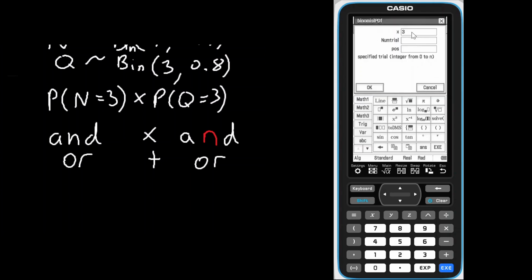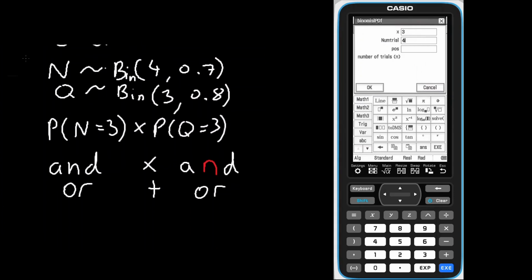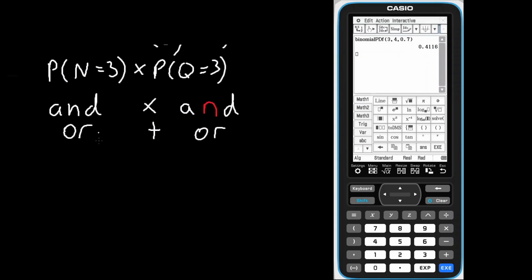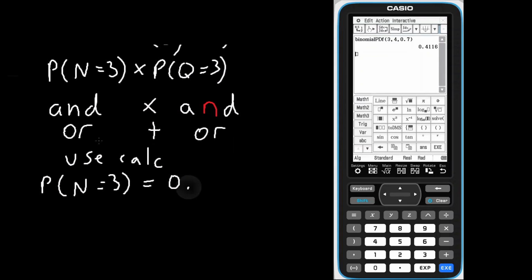So we want to have 3, right? And we want to have the number of trials that happens from our distribution here, 4. And then the probability of success is going to be 0.7. And we can hit that in there, and that gives us 1 number here. So that's our value for this. So we can say P of n is equal to 3 is exactly equal to 0.4116.